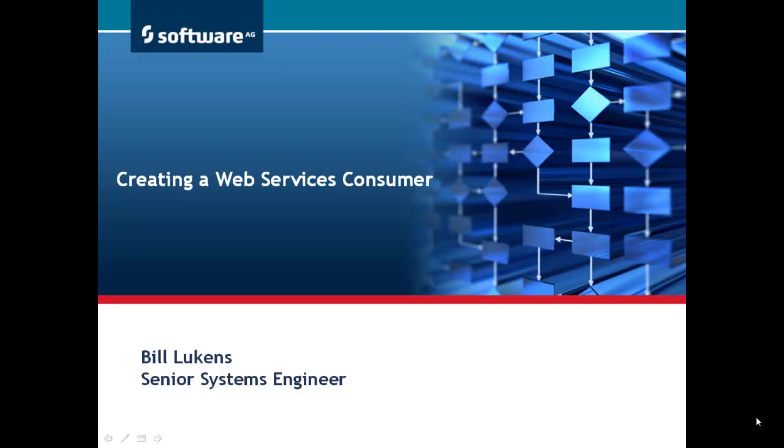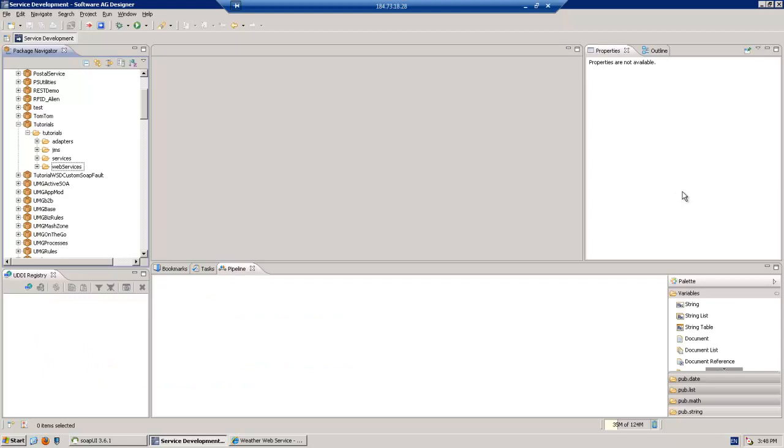We will take a WSDL file, import that into the development environment, and create an integration server service for connecting to the external web service. We also call this a web service connector. For creating our web service, we are going to use a publicly available web service.